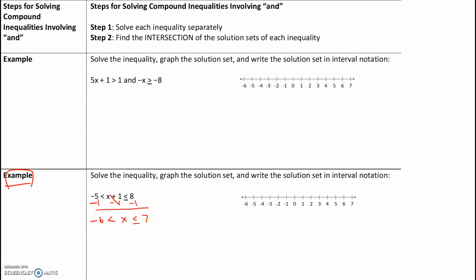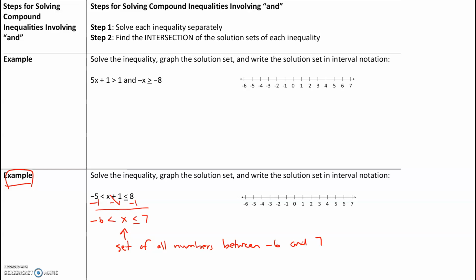Now here's what this means. This means that x is the set of all numbers between negative 6 and 7. That's what this solution means in words. X is the set of all numbers in between negative 6 and 7.